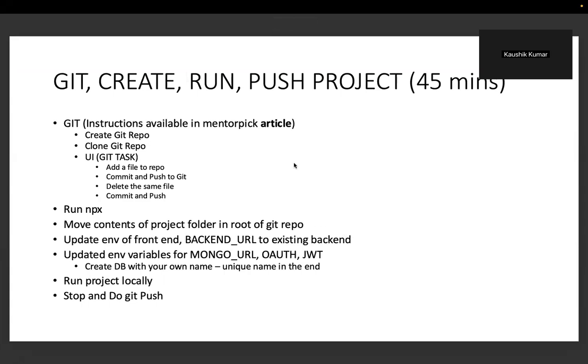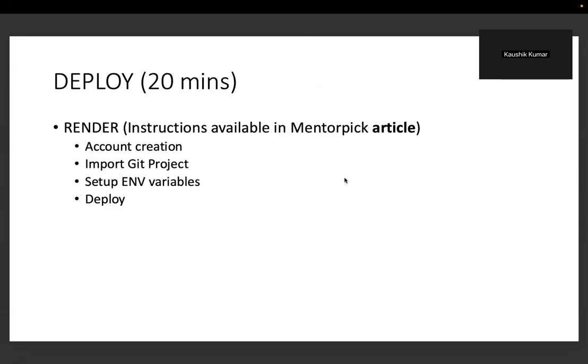So first, what we'll be doing is we'll be creating a project in GitHub. We'll be cloning that to our local system. Next, we'll create a project there. We'll run it, and then we will push it to the GitHub. Okay, running project with a small change. Next, we should deploy that in Render.